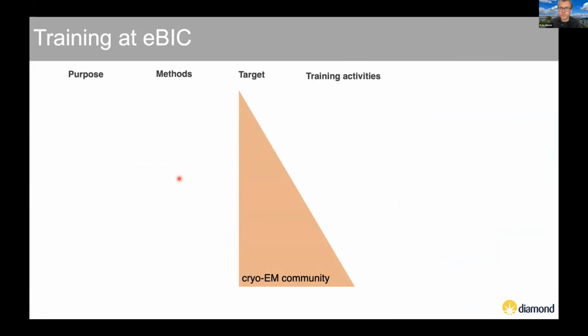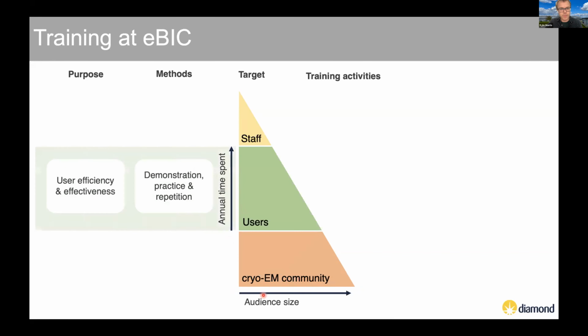So we have three types of training, I think, how we can break this down. We have training that we run for the community, training that we run for our users, and training for our staff. The height of these little sections probably reflects the annual time we spend on that activity, and the length from left to right is really the size of the audience that we deliver that training to.